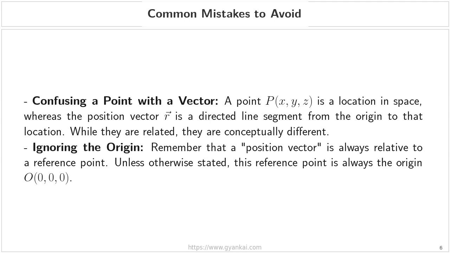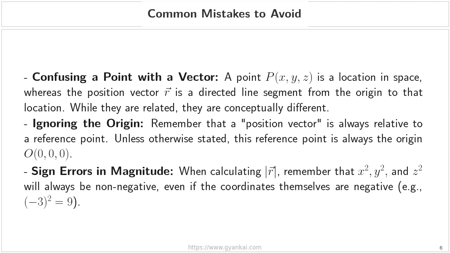Second, never ignore the importance of the origin. As we discussed in our earlier slides, a position vector is always relative to a reference point. If a problem doesn't explicitly state a different reference point, you must always assume that your starting point is the origin, O, with coordinates 0, 0, 0. Without this fixed starting point, the vector loses its meaning.